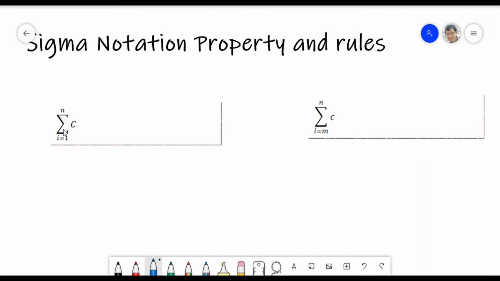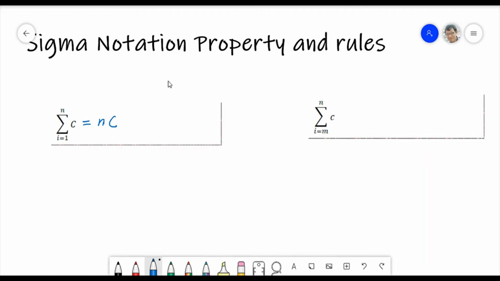The first one is c, which is a constant, summed from i equals 1 until n. So what's the result? Please remember this formula, okay? I'm giving the result, but please remember it because it always happens. So this result is n times c.